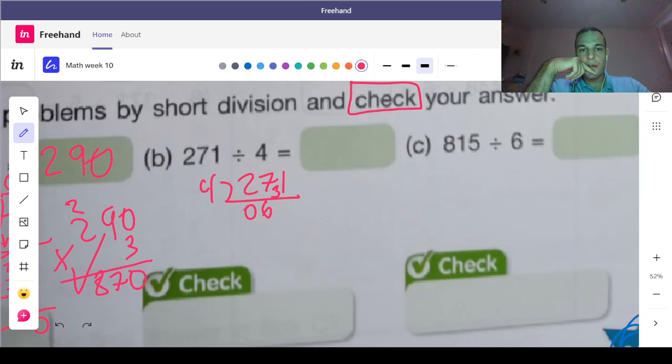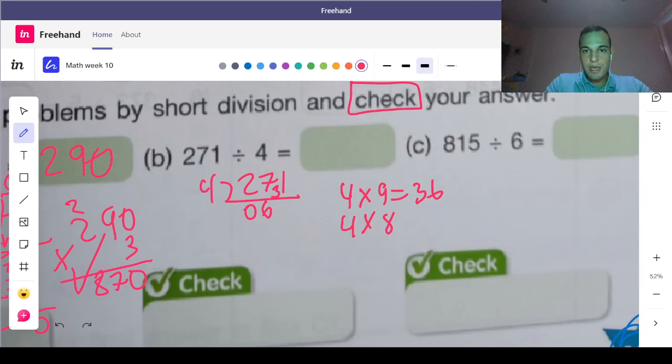28 or 30? Let's see. 4 times 9 equals 36. 4 times 8 equals 32. So that's too big. That's too big. 4 times 7 equals 28. So the answer is 7. And the remainder, 31 minus 28, is 3. So we have 67, remainder 3.